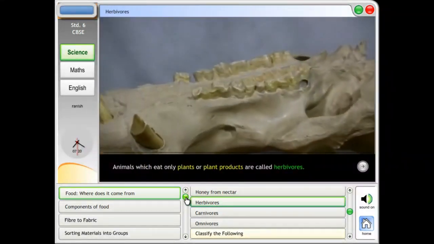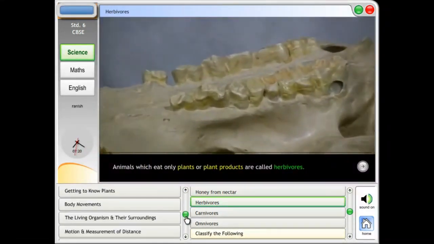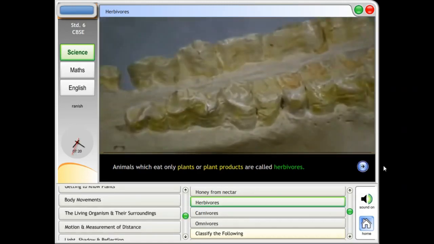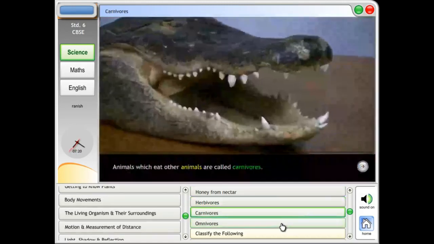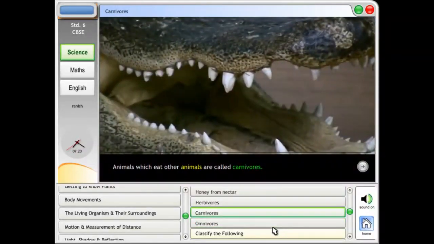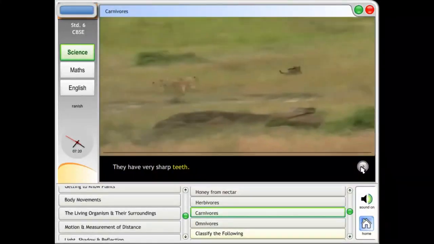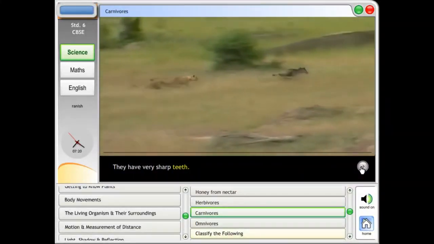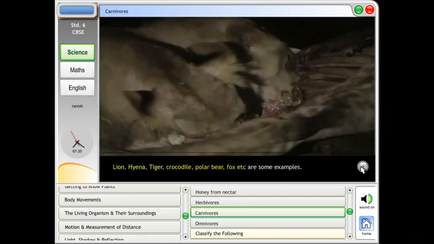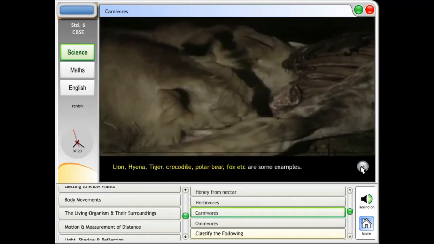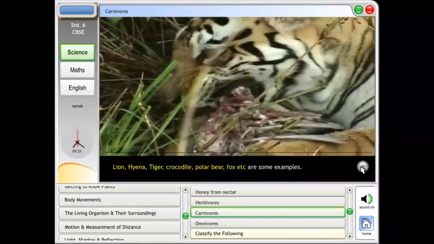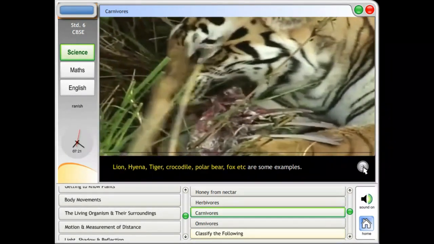Herbivores. Animals which eat only plants or plant products are called herbivores. Carnivores. Animals which eat other animals are called carnivores. They have very sharp teeth. Lion, hyena, tiger, crocodile, polar bear, fox, etc. are some examples.